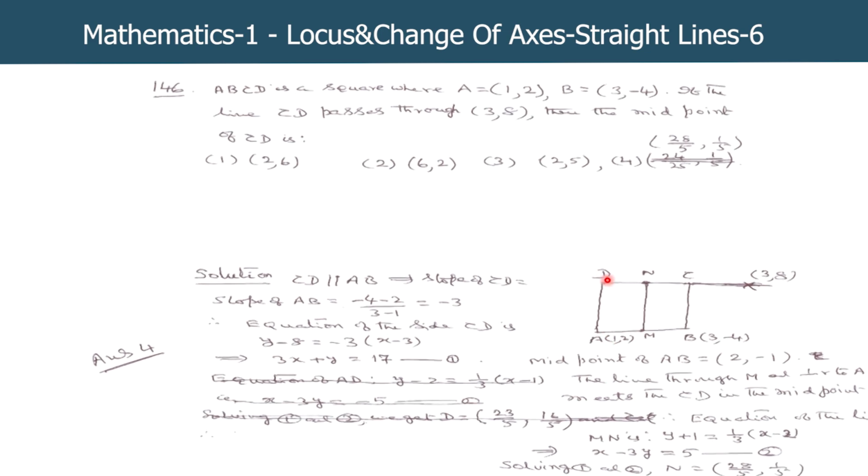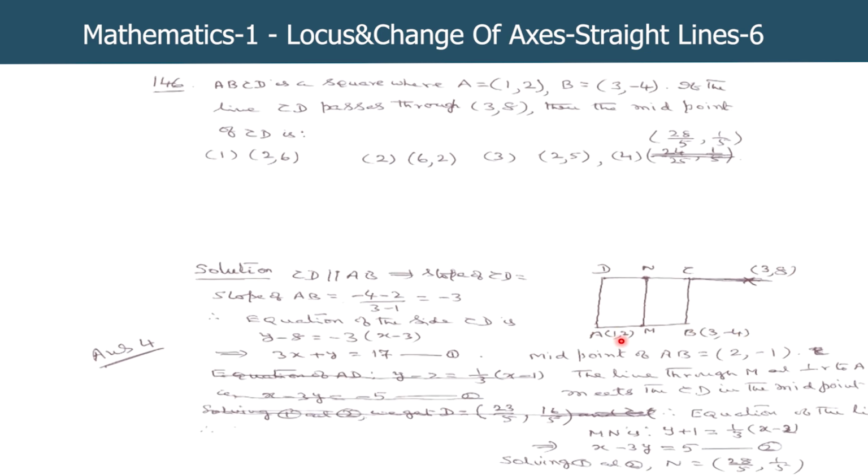The line CD is parallel to AB and it passes through 3 comma 8. The slope of the line AB is minus 4 minus 2 by 3 minus 1, which is minus 3. So, the slope of CD must also be minus 3 because CD is parallel to AB. Therefore, the equation of the side CD is y minus 8 is equal to minus 3 into x minus 3, which is 3x plus y is equal to 17.